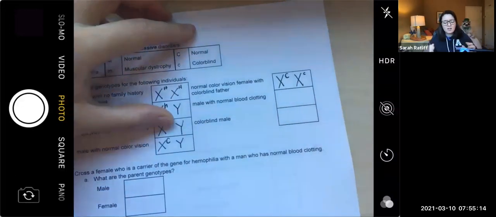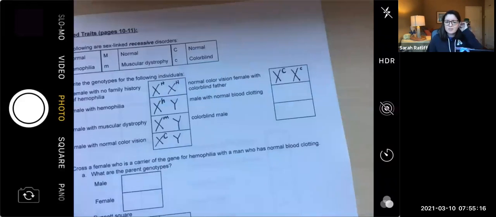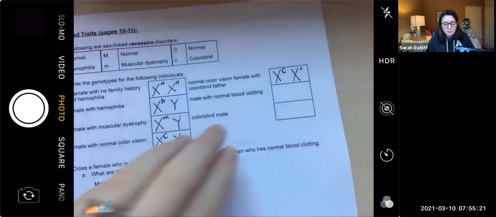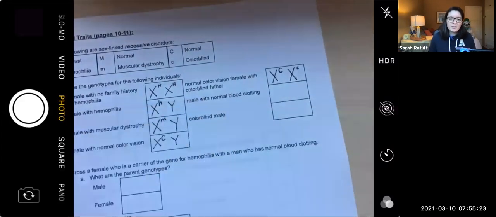I know C's are kind of hard to see the difference between capital and lowercase. I just try to make mine pretty disparate with their sizes when I'm handwriting.